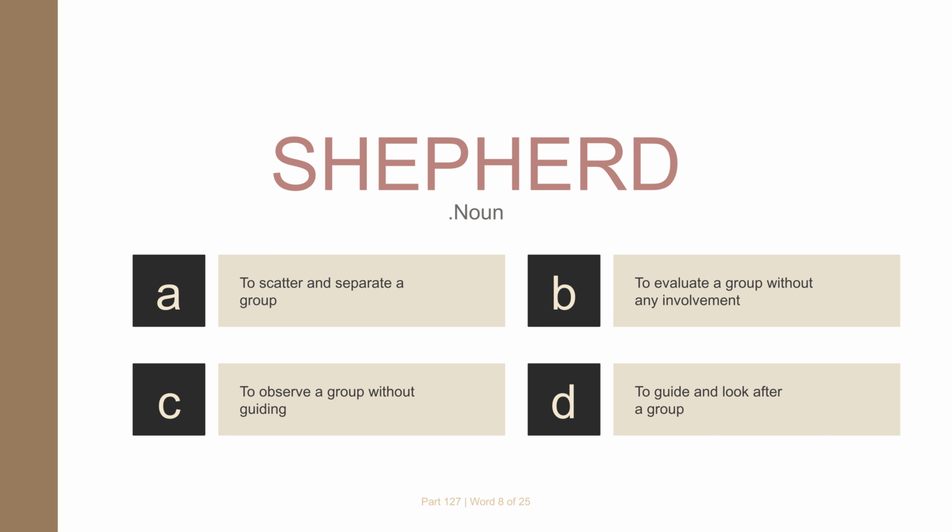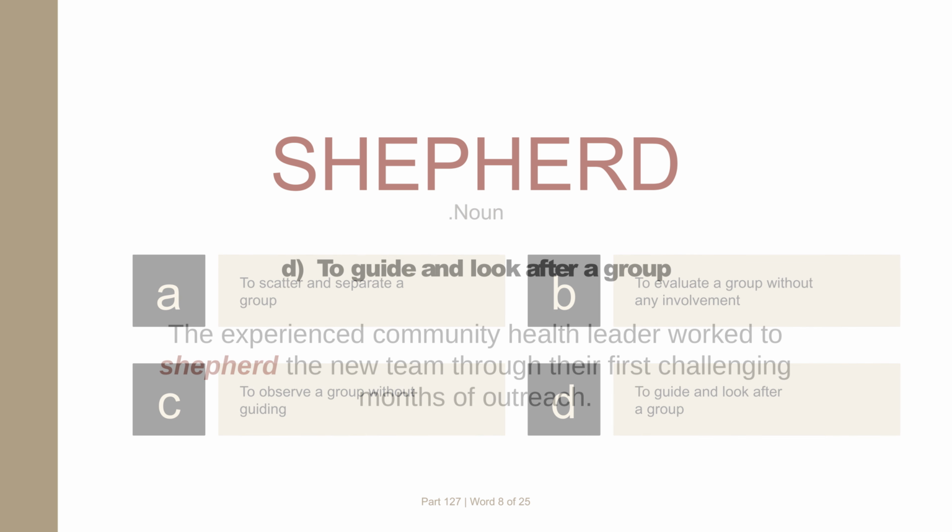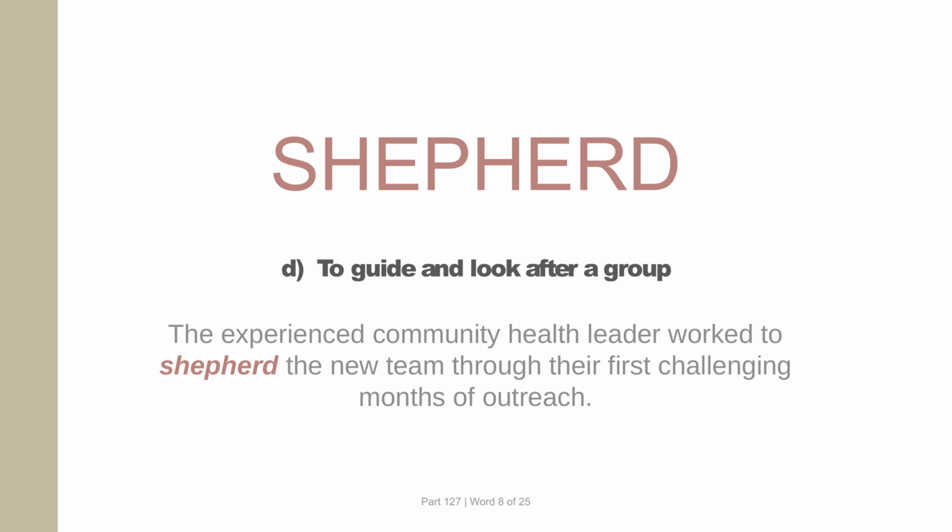Correct answer: Option D. The correct meaning of shepherd is to guide and look after a group. Example: the experienced community health leader worked to shepherd the new team through their first challenging months of outreach.